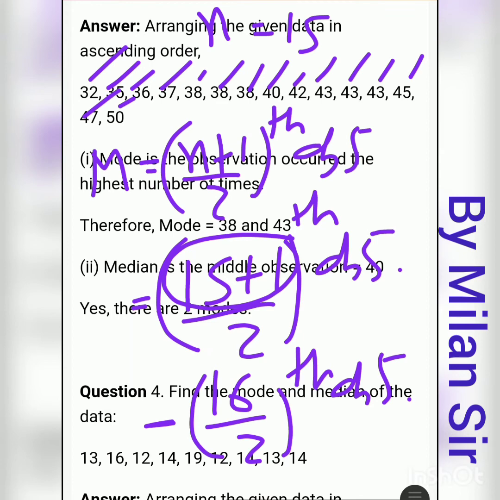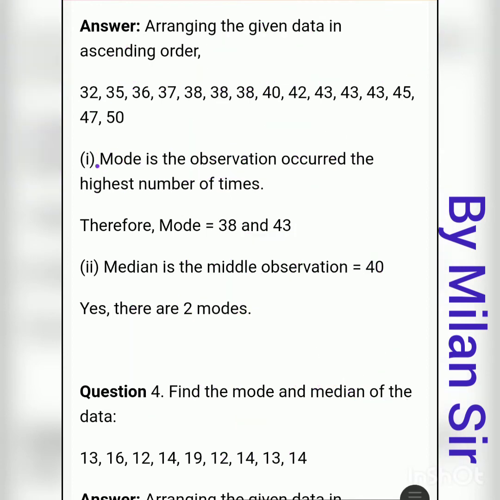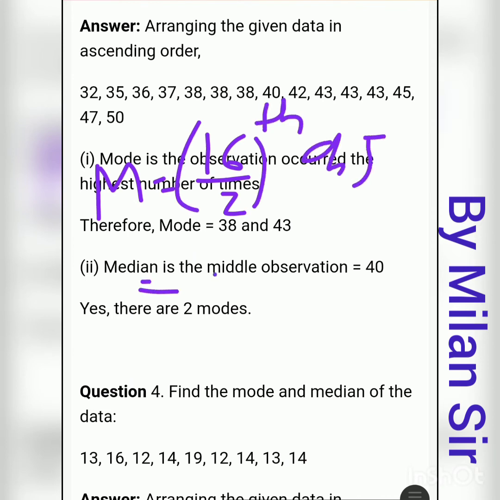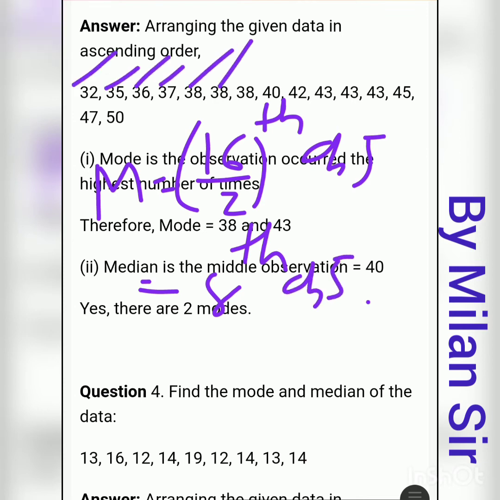Median is equal to 16 by 2th observation. Now 16 by 2, that means the 8th observation. Okay, so just count here: 1, 2, 3, 4, 5, 6, 7, 8. At the 8th position we have the answer 40, so median is equal to 40. Okay, very easy.